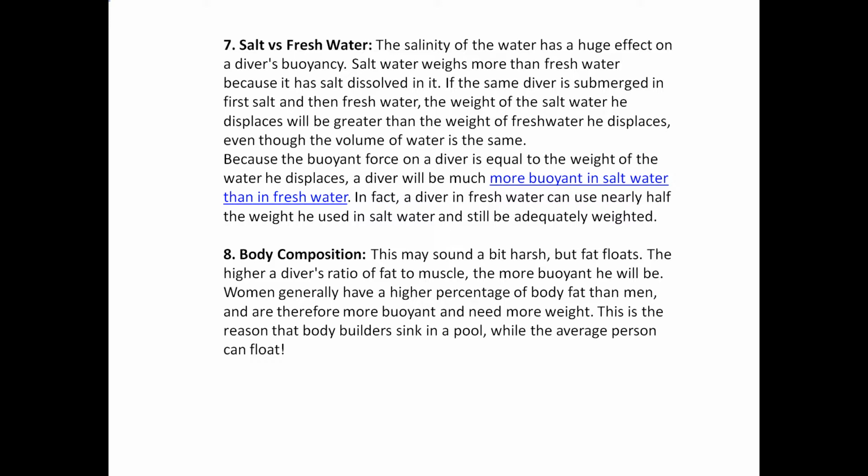Body composition. Fat floats. The higher a diver's ratio of fat to muscle, the more buoyant he will be. Women generally have a higher percentage of body fat than men and are therefore more buoyant and need more weight. This is the reason that bodybuilders sink in a pool while the average person can float.